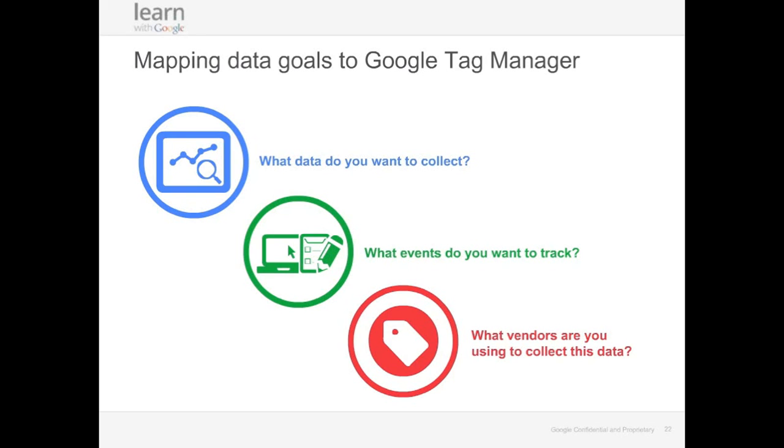And then the very last thing is asking yourself, what vendors are you actually using to collect this data? I mentioned earlier that some of the more sophisticated websites are using 15 to 20 different vendors to collect data. So vendors actually correlate to the tags that you deploy in Google Tag Manager. So this is the mapping process of taking your measurement goals and mapping them to Google Tag Manager.